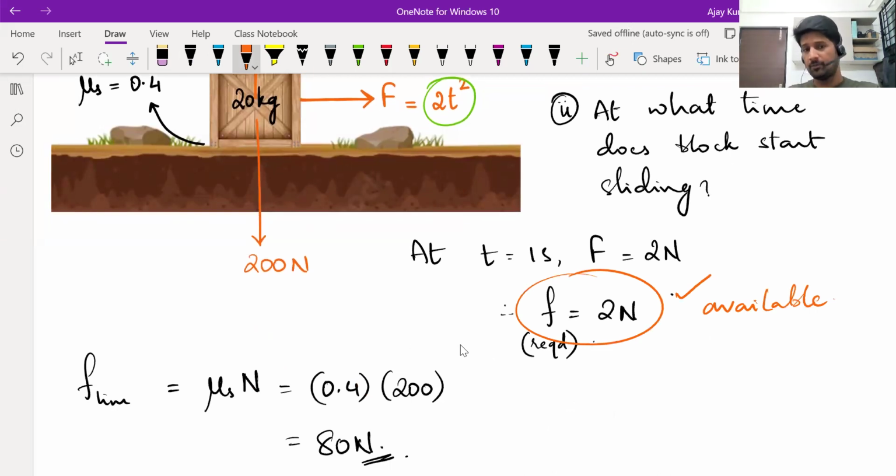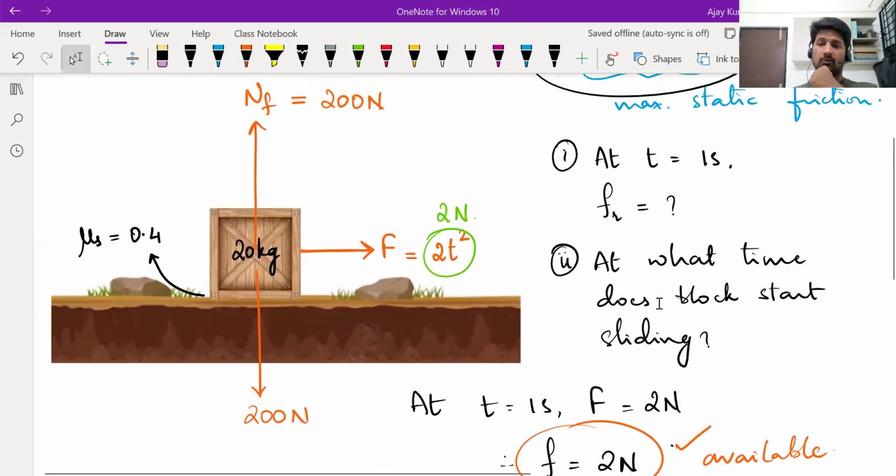Friction can increase itself up to 80 newtons, but it won't put more effort than necessary. It will never act more than necessary. To prevent sliding, 2 newtons is only necessary. That much only will act at 1 second. The second part of the question: at what time does the block start sliding?